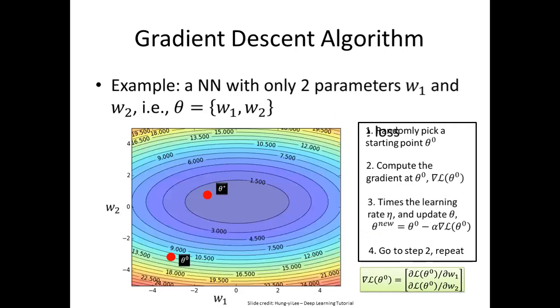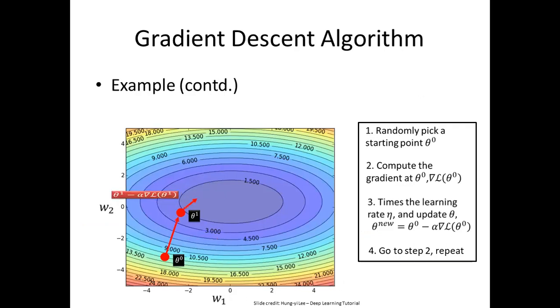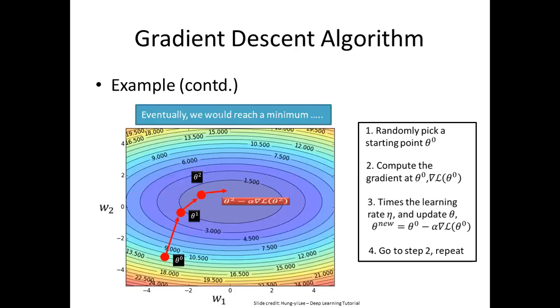So if you look at this example, we started at theta naught, and we found the direction, which is in the negative of the gradient of the function. We improve the current theta, and then we repeat the process. We are moving towards the desired minimum point. So eventually, we'll reach a minimum point.